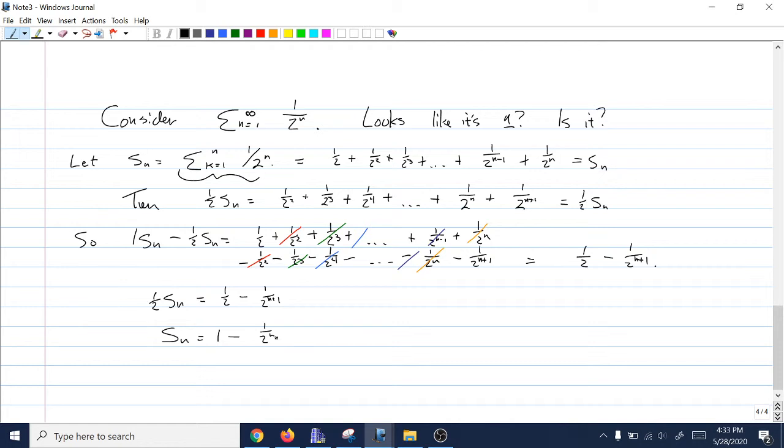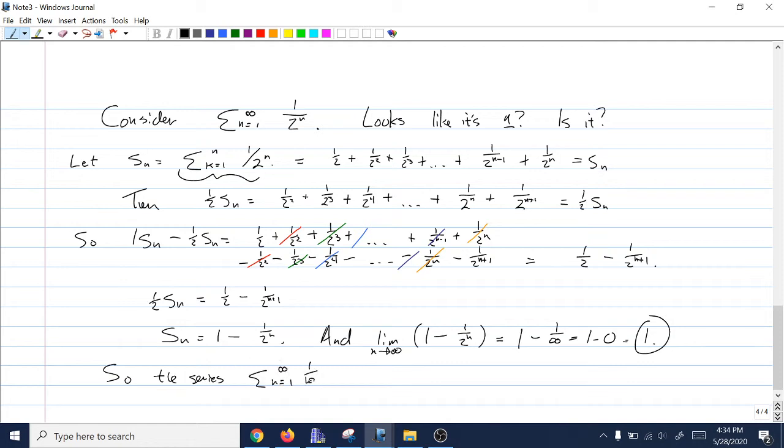The limit as n goes to infinity of 1 minus 1 over 2 to the n is 1 minus 1 over infinity, is 1 minus 0, is 1. So yes, the limit is 1. So the series sum n equals 1 to infinity of 1 over 2 to the n does equal 1. Check.